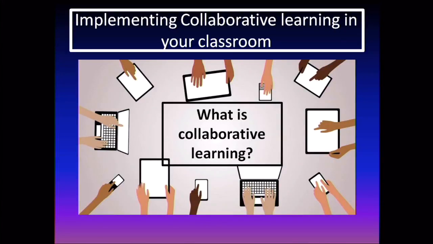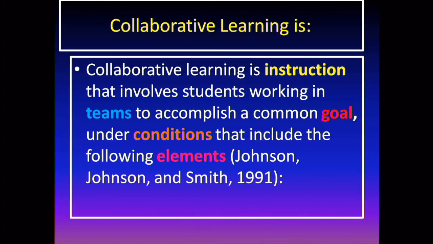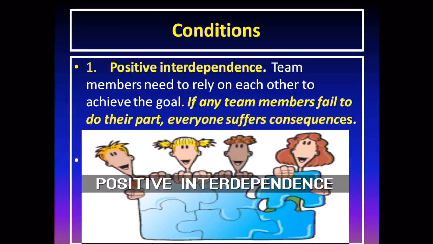Okay, first, what is collaborative learning? What idea do we have about it? Collaborative learning is instruction that involves students working in teams to accomplish a common goal under conditions that include the following elements according to Johnson, Johnson and Smith, 1991. Positive interdependence. The team members need to rely on each other to accomplish a common goal. If any team member fails to do their part or their work, everyone suffers the consequences.